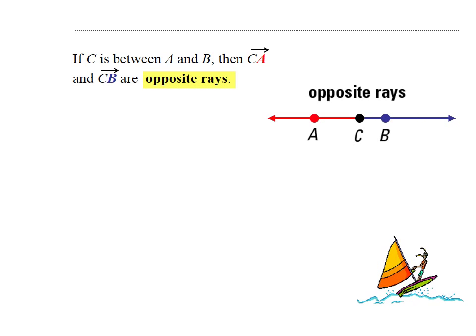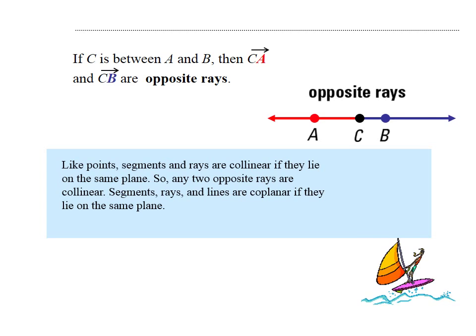Now if C is between A and B, then C is the initial point, and we have two rays going in opposite directions, CA and CB. That means they are called opposite rays. Opposite rays always form straight lines.